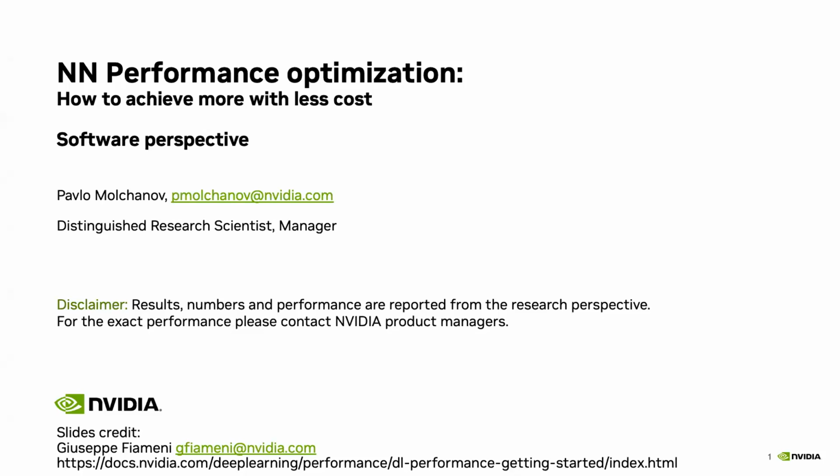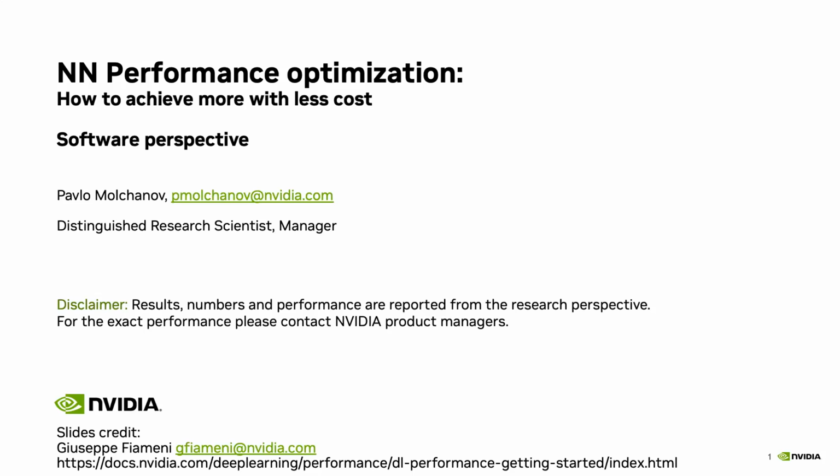And just as a disclaimer, any results I'm going to present are more from a research perspective because we are at a research conference. And I myself am also a research scientist. At some point I was asking these questions myself: how can I get the best out of the GPU hardware? Because we obviously train a lot of neural networks. But if you have any particular questions, like why your GPU doesn't work as fast as you expect, then please contact our product managers. They will help on that front.